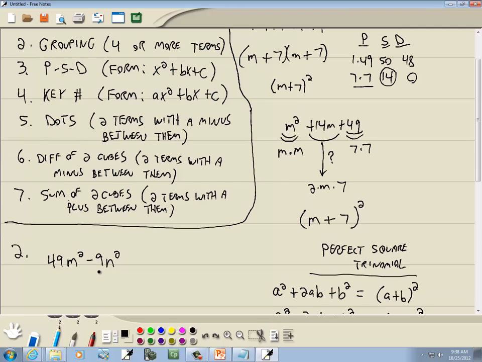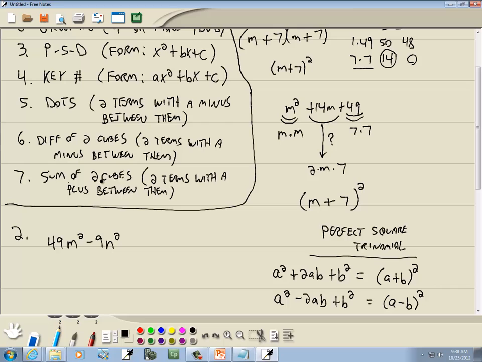That fits. It actually is more than just 2 terms. You can have anything with a minus between them. But you got 2 items with a minus between them. What we try to do with the difference of 2 squares is we try to rewrite this as something squared minus something else squared.